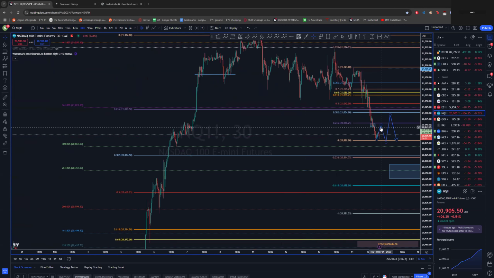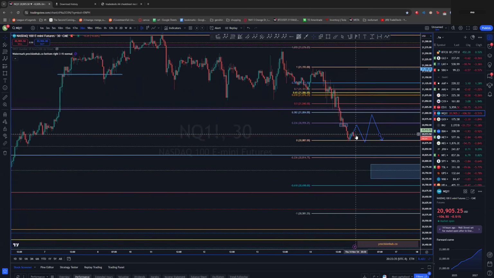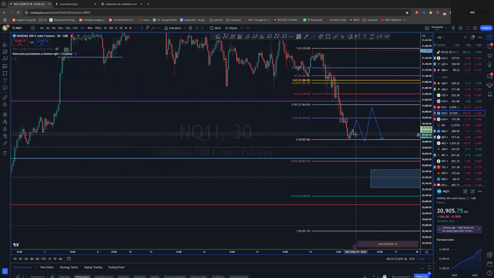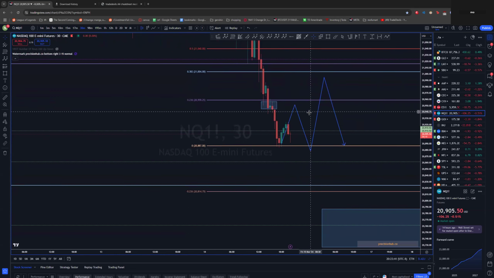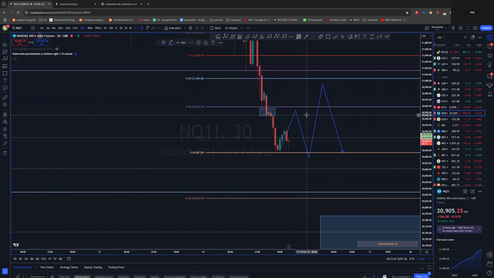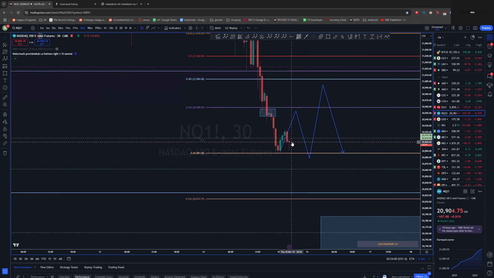So I do think, if this 30-minute closes like this, I don't mind the idea of longing, right? And having a stop underneath the body of this candle. So you said if the 30-minute closes here, you would long with the stop loss underneath the body of the candle. If it's super tight, then it would be basically at 2900.